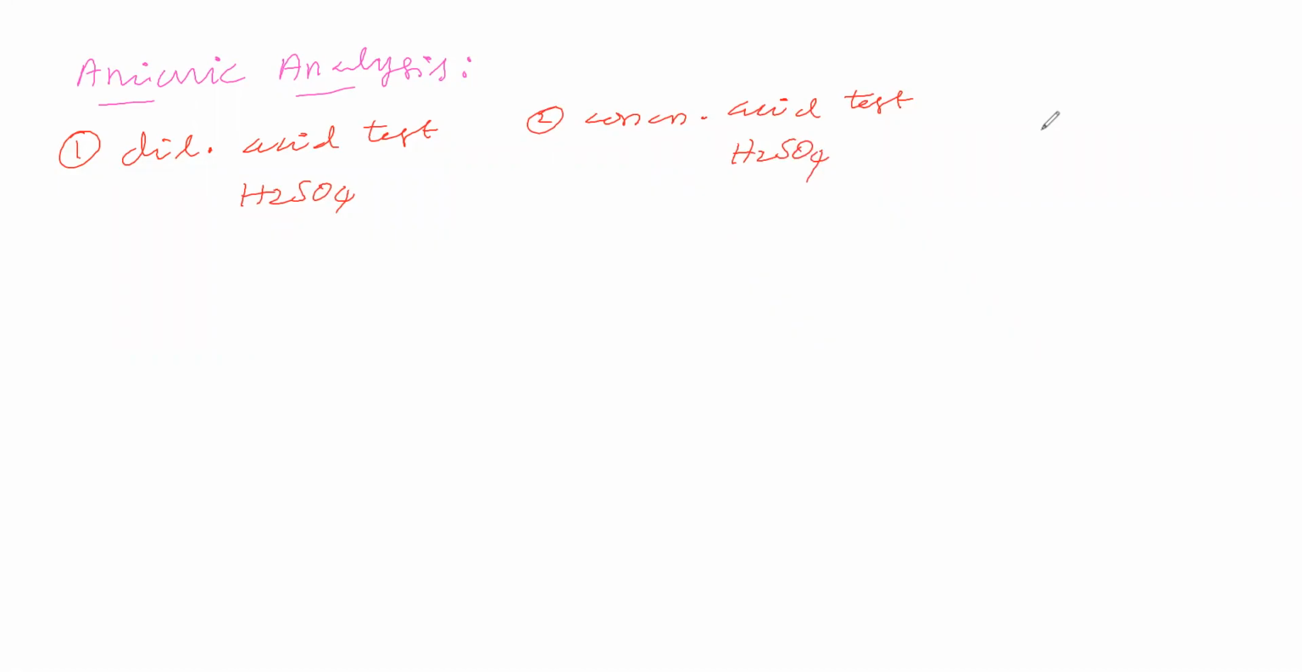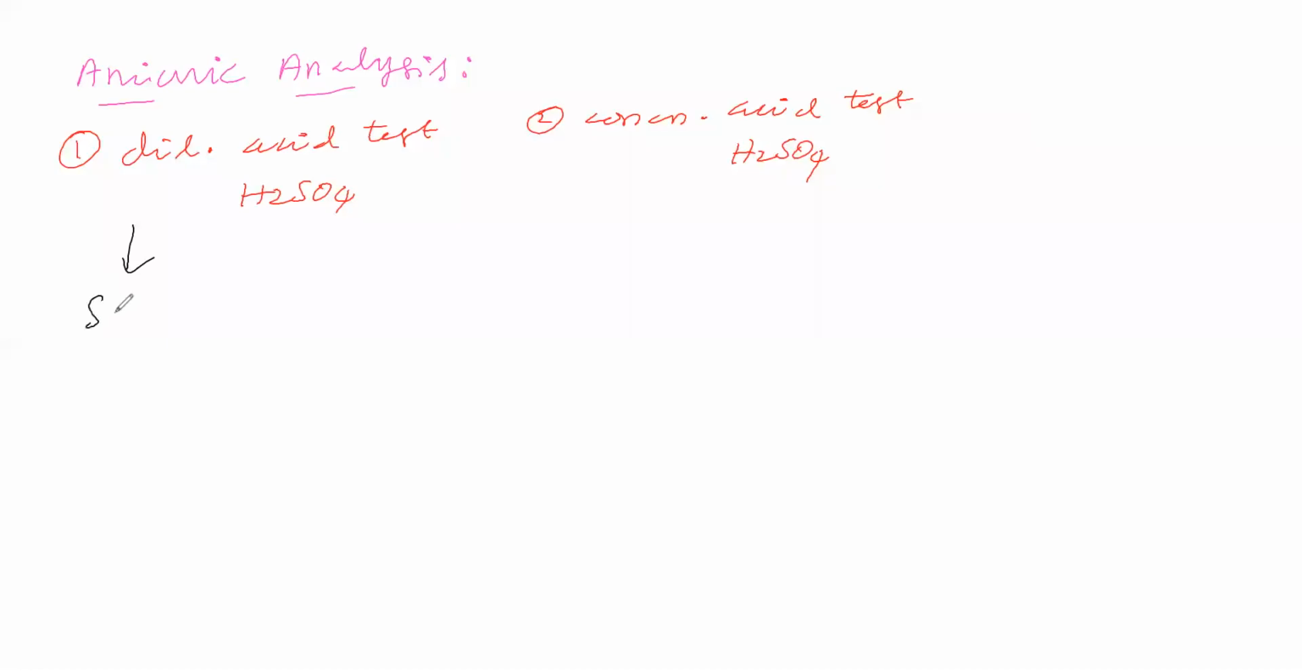Now, how to do this? First we have to do the dilute acid test. Then only we go for the concentrated acid test. In this systematic manner only we have to do it; in a reverse way, we should not do. First we will do the dilute sulfuric acid test, then we will see whether we have to go for the concentrated sulfuric acid test or not.